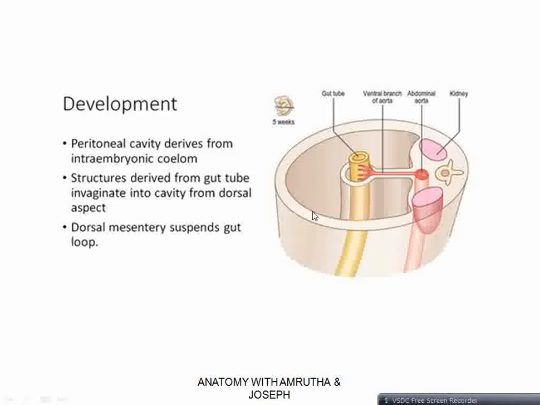Here the peritoneal cavity derives from the intra-embryonic coelom, which is a cavity in the embryonic stage. Structures derived from the gut tube invaginate into the cavity from the dorsal aspect, as we discussed before. The dorsal mesentery suspends the gut loop. So the gut loop is suspended to the posterior abdominal wall by the dorsal mesentery, which is nothing but the peritoneum, the two layers of the peritoneum that we can see here. The visceral peritoneum, after covering the organ, goes back to the posterior abdominal wall. So this is taken at the 5th week of the developing embryo.